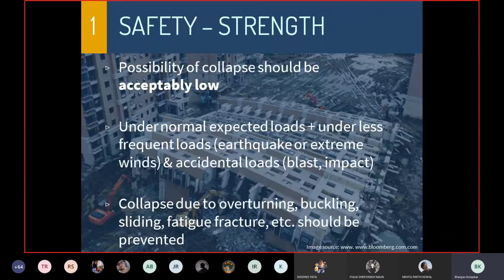Now, the photo that you see in the background, I'm not sure if you have seen this before, is from a building in China that collapsed even without any loading. So, even without any live loading, or even under an earthquake or a very strong wind or typhoon, and so on.